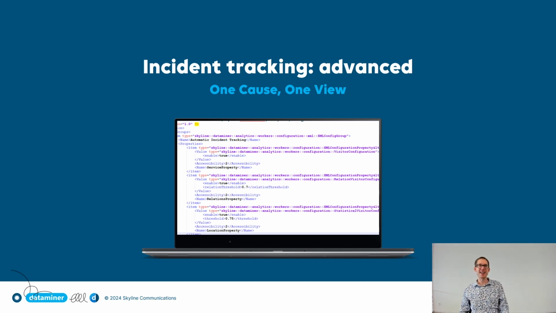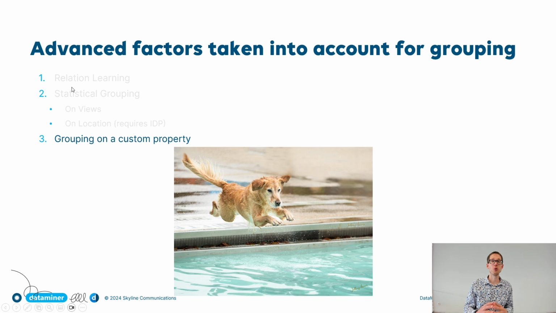All right, hi everybody and welcome to the next video on advanced incident tracking. In the previous videos, we already discussed two advanced grouping strategies. One was on grouping alarms based on relation learning, and the other one was statistical grouping. Today, I want to discuss one final advanced grouping strategy, a very powerful one, called grouping on custom property.